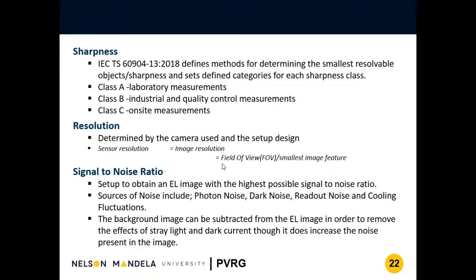And then also any noise in the image, you want the highest possible signal to noise ratio. So ideally you do EL imaging in as dark a condition as possible. Some cameras will have filters that allow you to do it in low light conditions, and also the background image can be subtracted from the EL image to remove any effects of stray light and dark current that result in noise in the image.